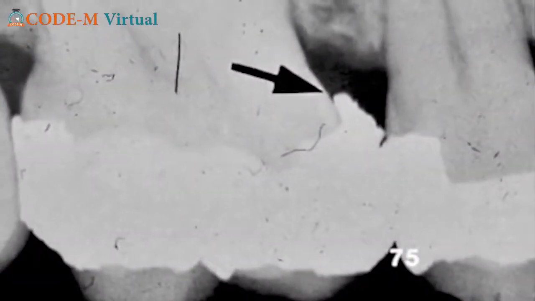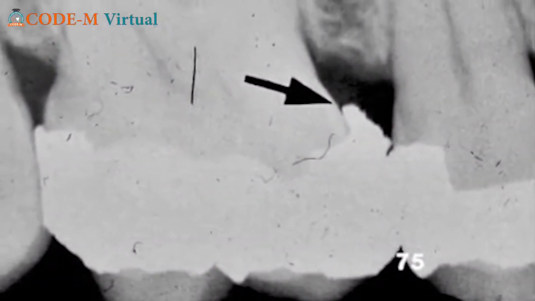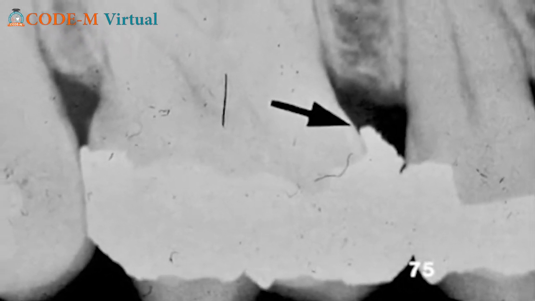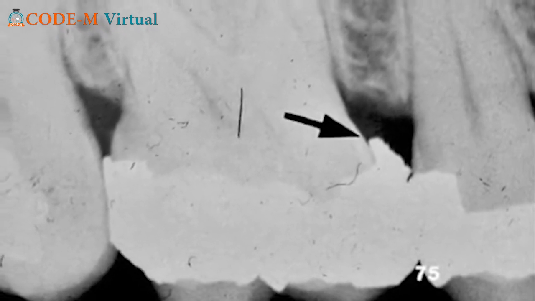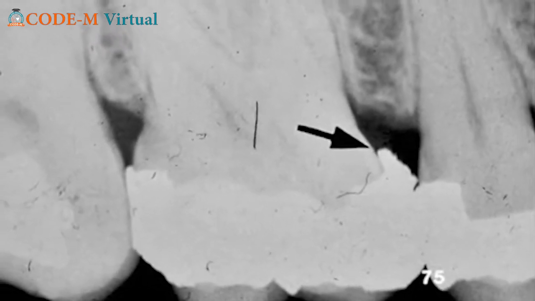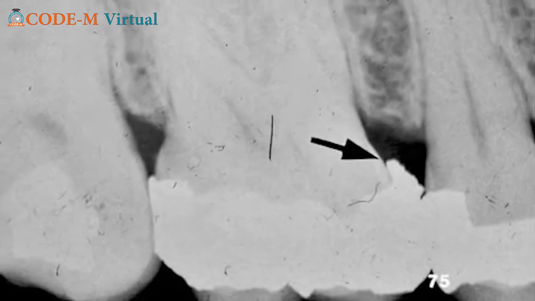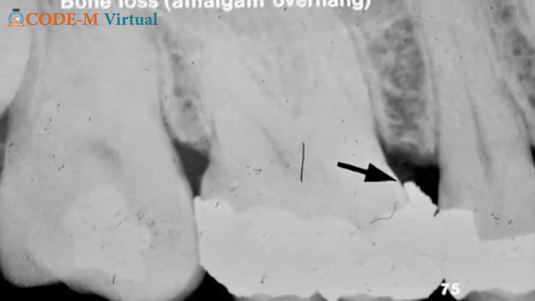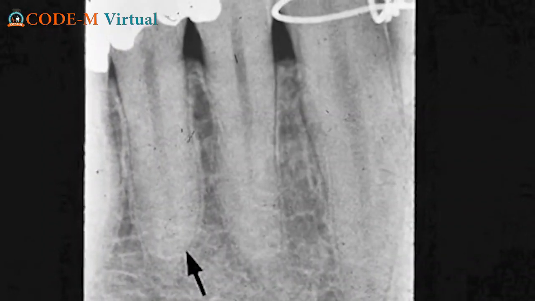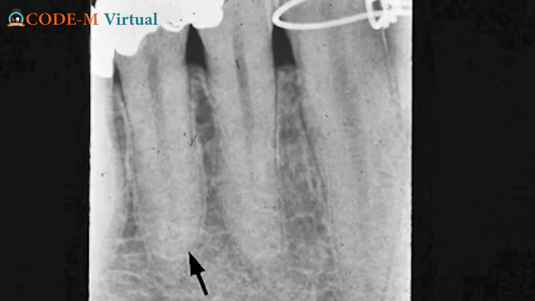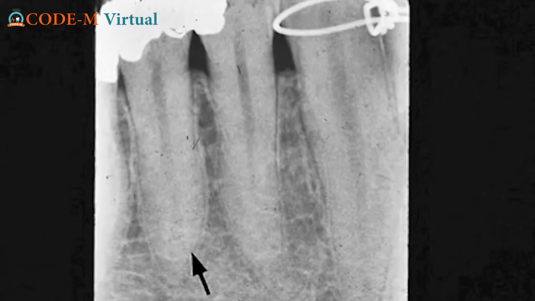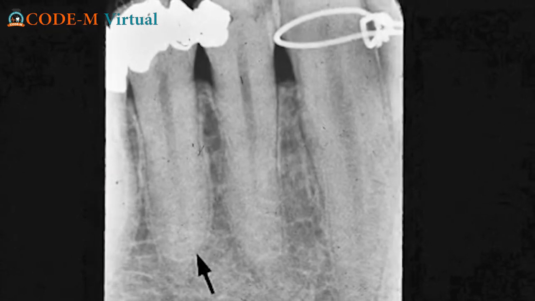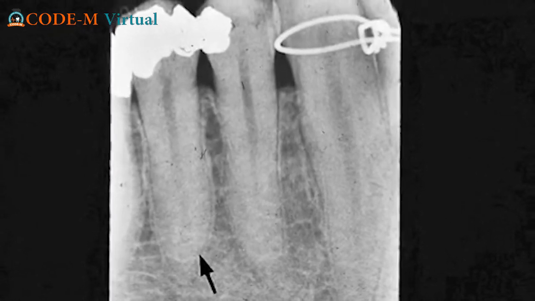Now this x-ray is showing us some overhanging filling, plus the arrow is indicating some bone loss in the interdental spaces, and this can be documented as a crestal bone loss or alveolar crest bone loss. This x-ray shows some wider and fat root surface, and we can say that this can be hypercementosis.